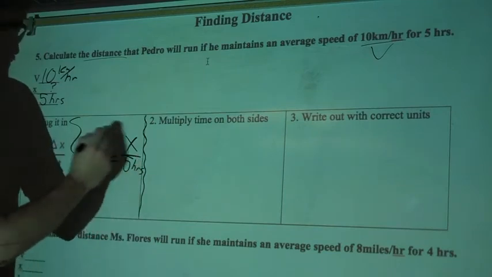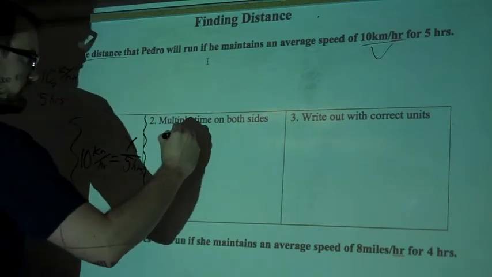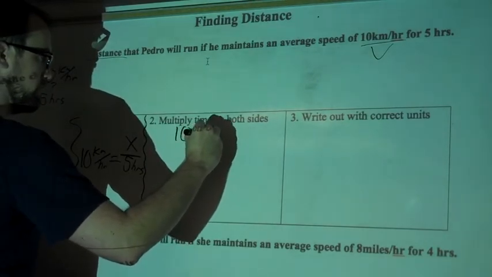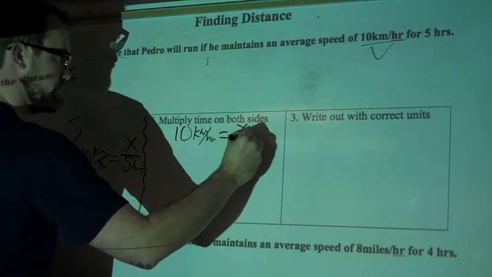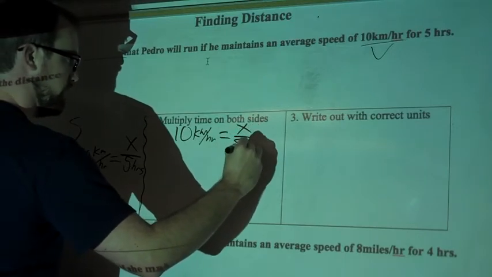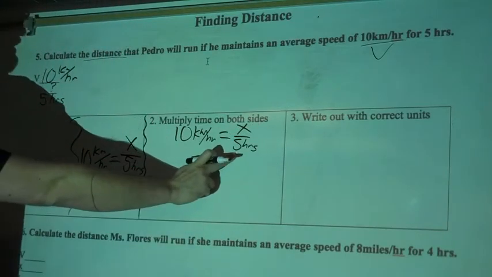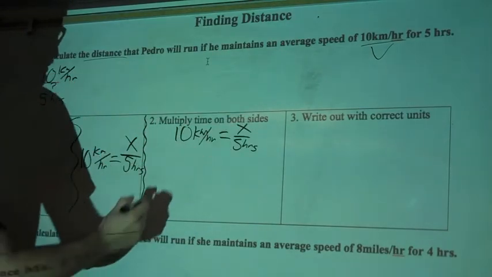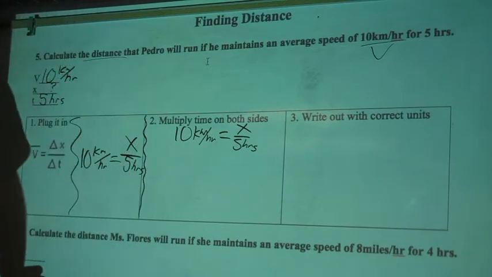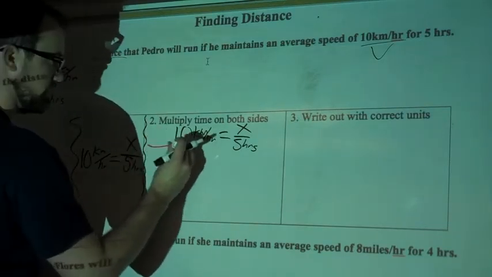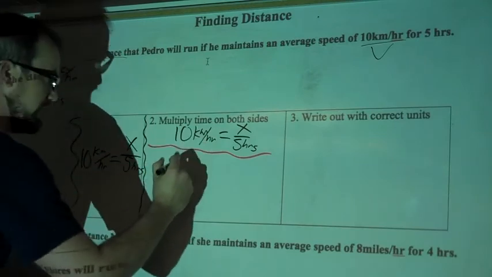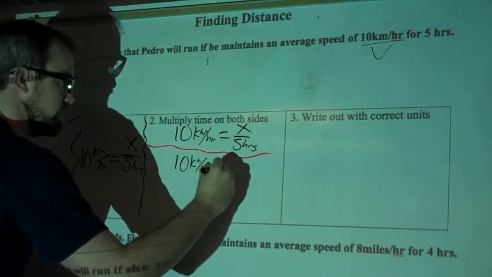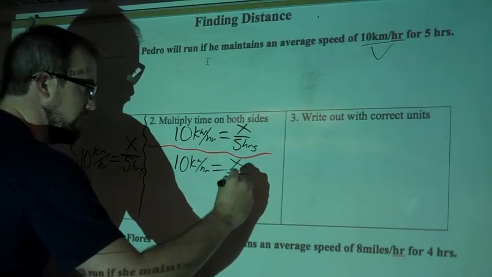So I'm going to rewrite my whole equation that I have here. So 10 kilometers per hour equals x over 5 hours. So 5 hours is my time. This is multiply time on both sides, and I know I want to get x by itself. So what I'm going to do is, and I'm going to separate this out with a nice squiggly red line. So 10, I'll rewrite 10 kilometers per hour equals x over 5 hours.